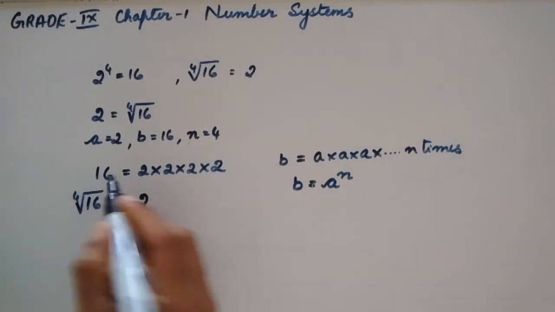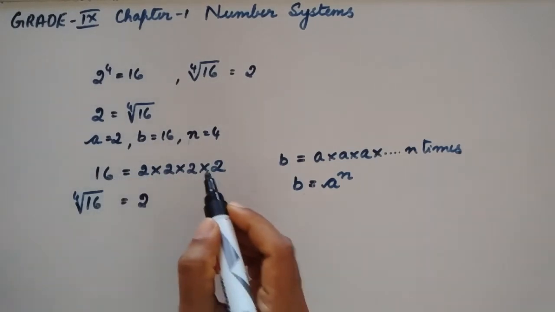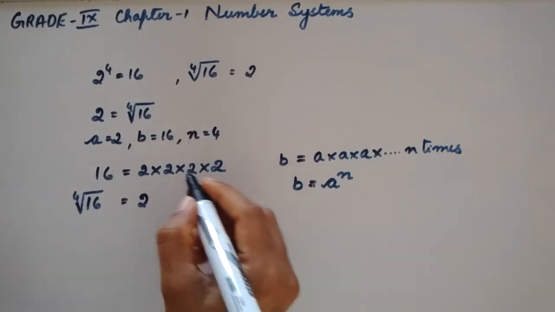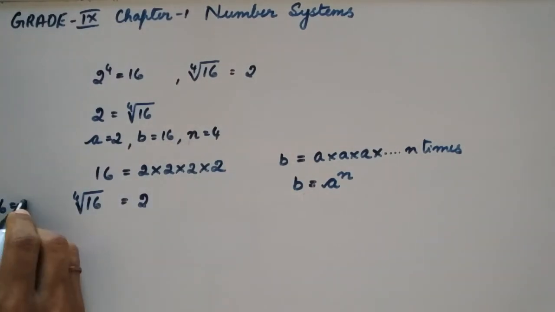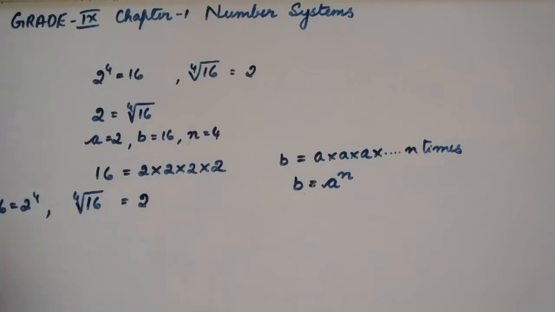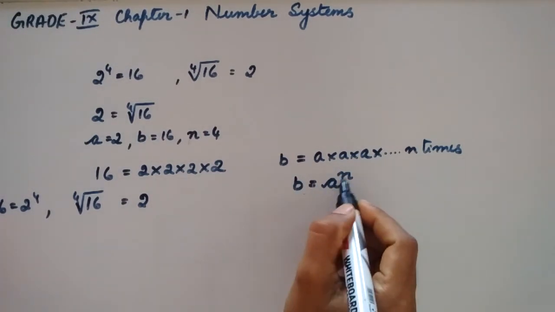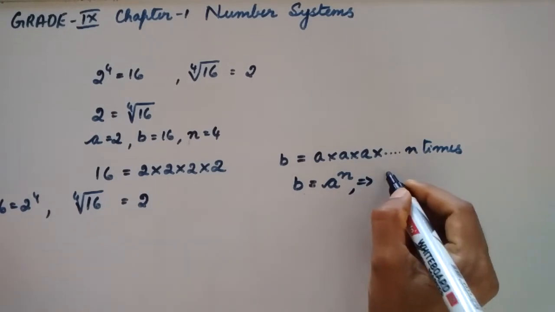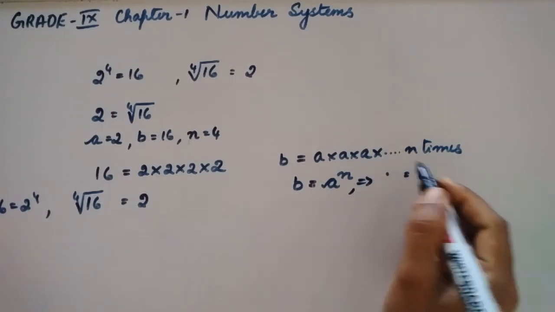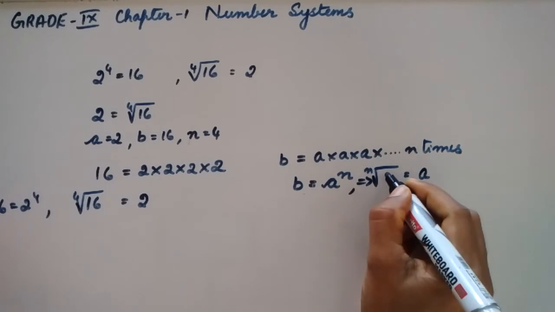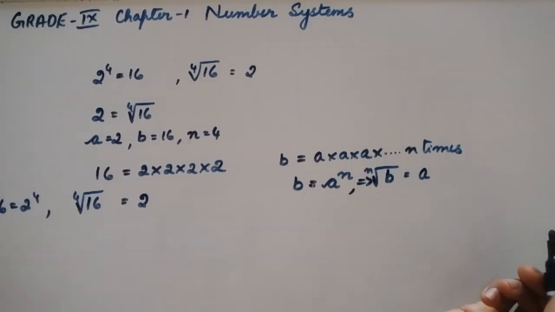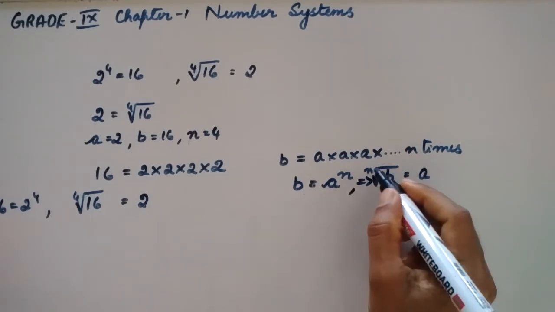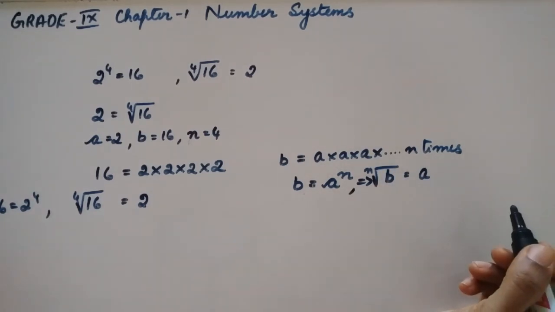So here this can be written as 16 equals 2 to the power 4. Similarly, 16 is equal to 2 to the power 4, isn't it? So similarly, I have written B is equal to A to the power n, which implies A is equal to the nth root of B. This is called the nth root of B. A is equal to nth root of B.